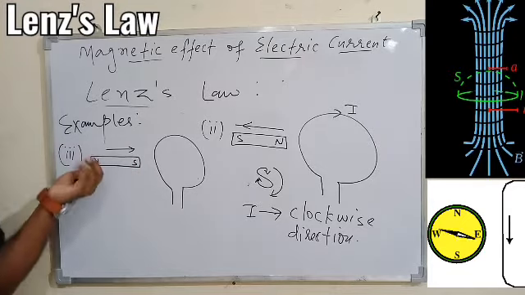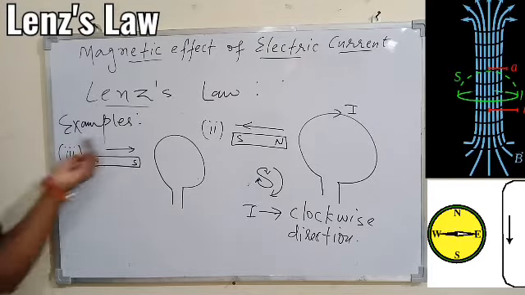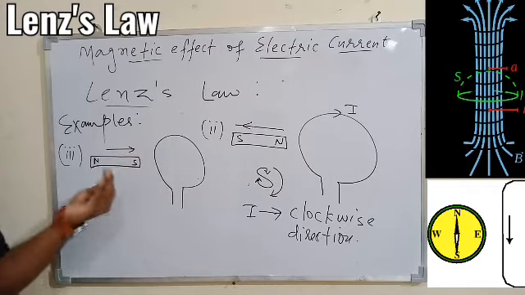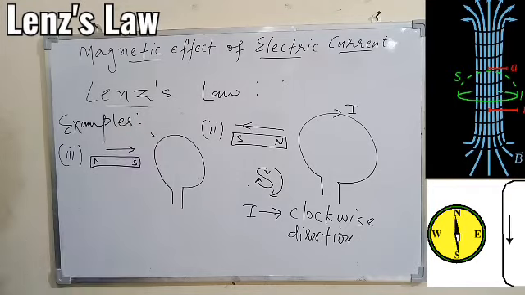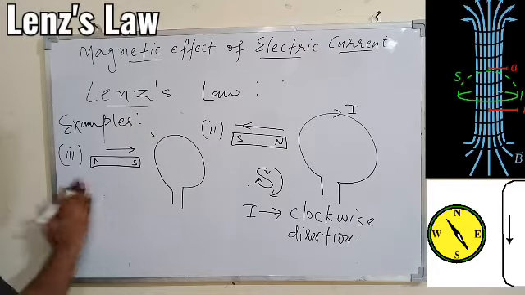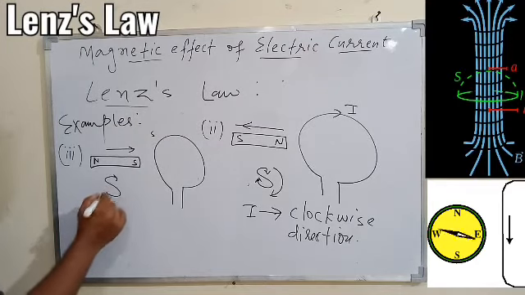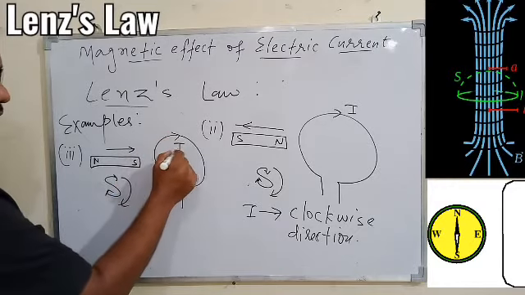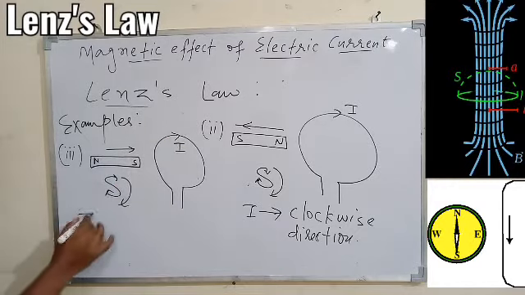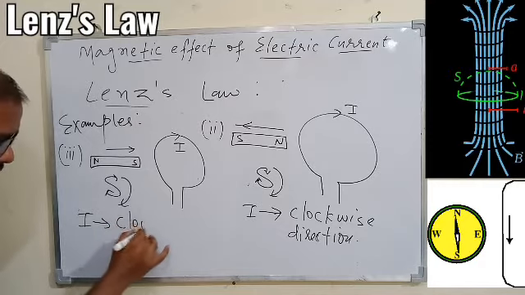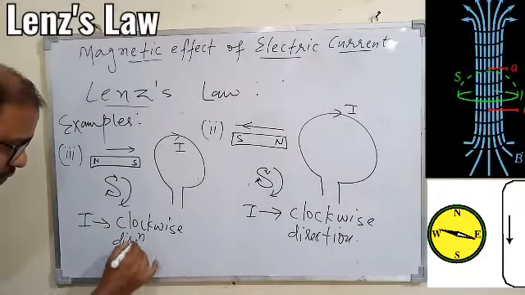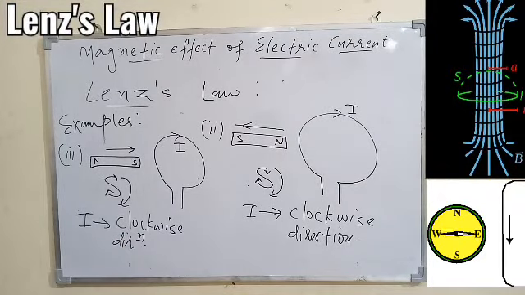It will try to send it back because it is coming towards the coil. And how can it send it back? If the front face will become south, because south and south will repel. So this side must be south, and for the south we know, according to the clock rule, the current must be clockwise. So here the current will be clockwise again direction.